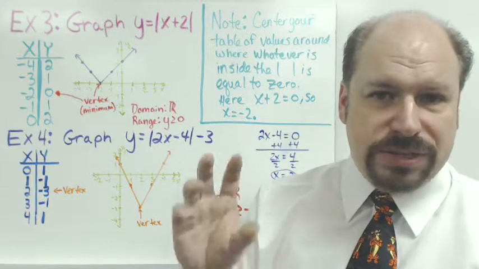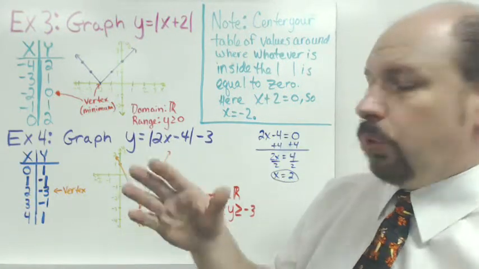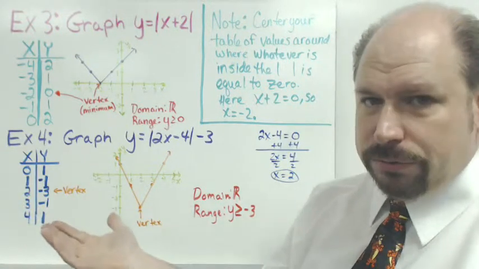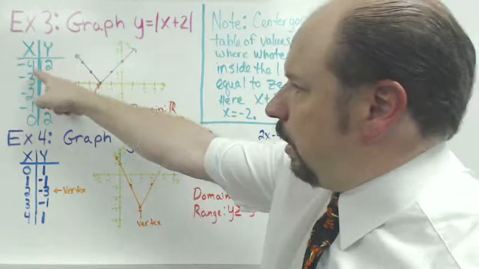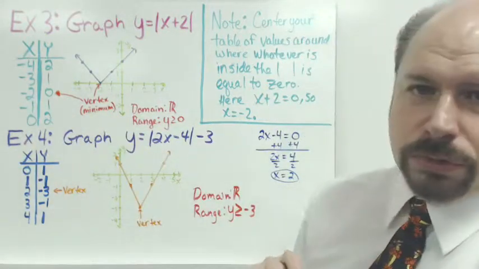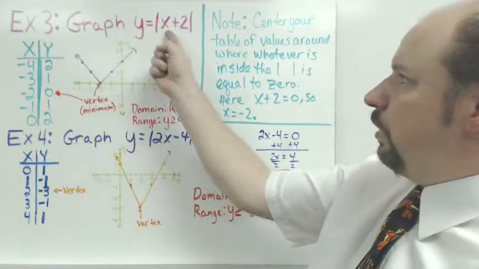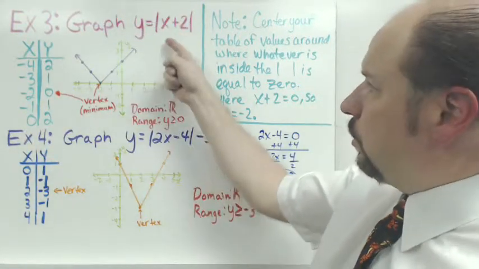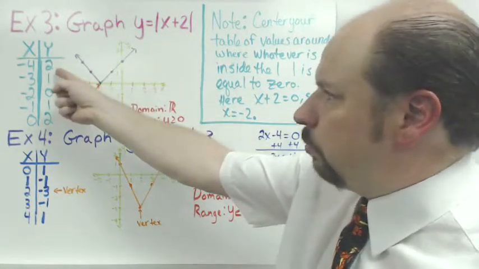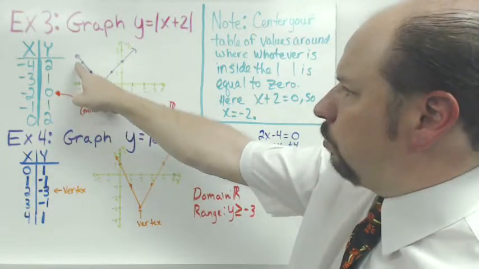So I'm going to center my table of values around -2. So I'm going to pick a few points to the left of -2 on the number line, a few points to the right of -2 on the number line. So I have -4, -3, -2, -1, and 0. And now we're just going to put each of these numbers in here and evaluate it. So -4 plus 2 is -2. Take the absolute value, we get 2 out. So we have the point -4, 2.